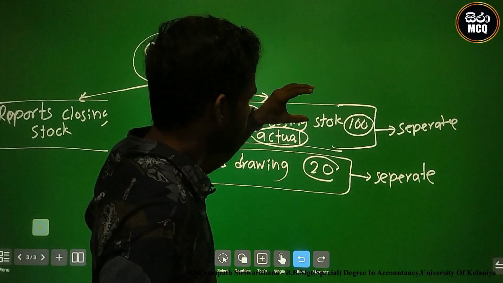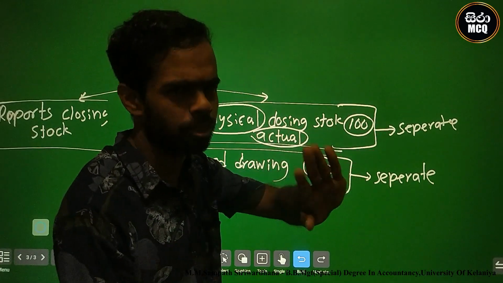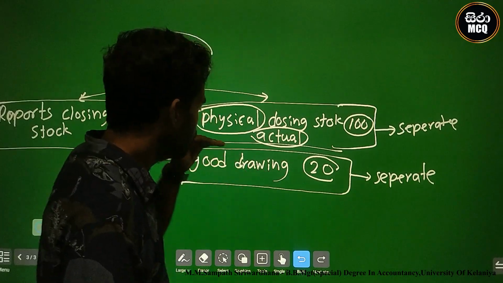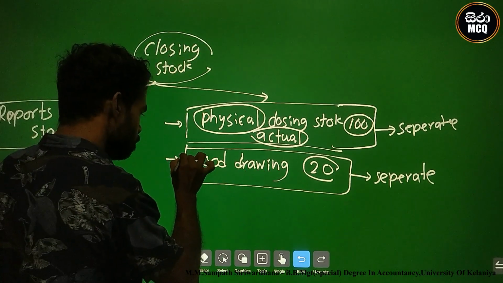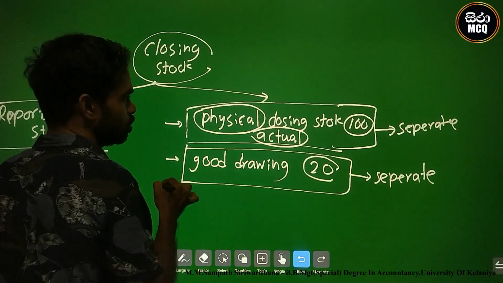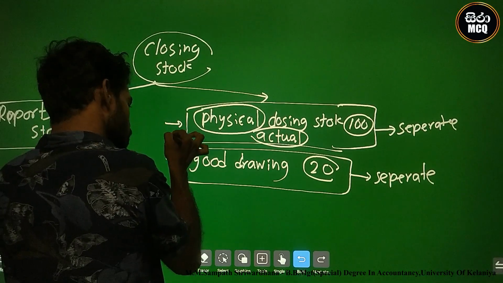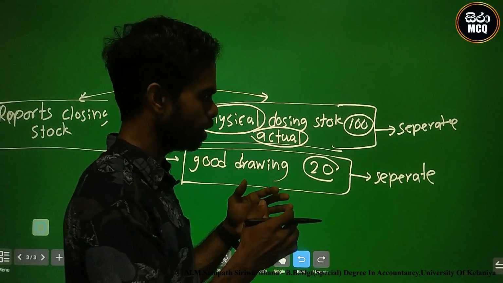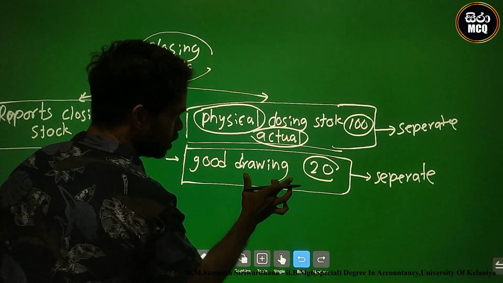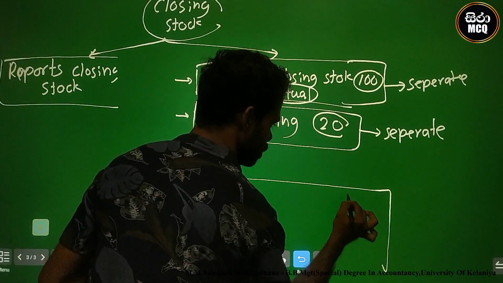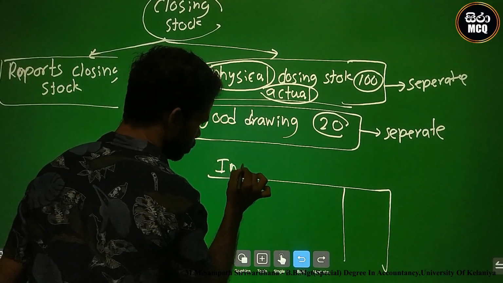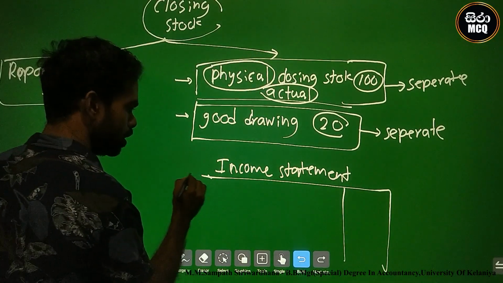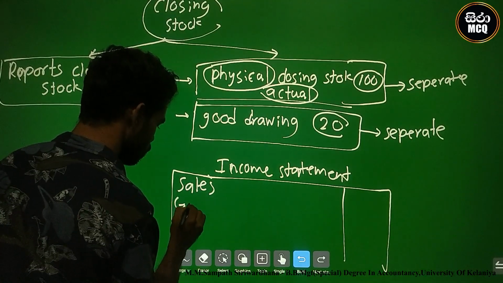Separately, we can account 100 as the actual closing stock, and there is a goods drawing. There is no impact of goods drawings on the physical closing stock. At this time, what are the destinations of these? The destination is the income statement: sales, cost of sales.